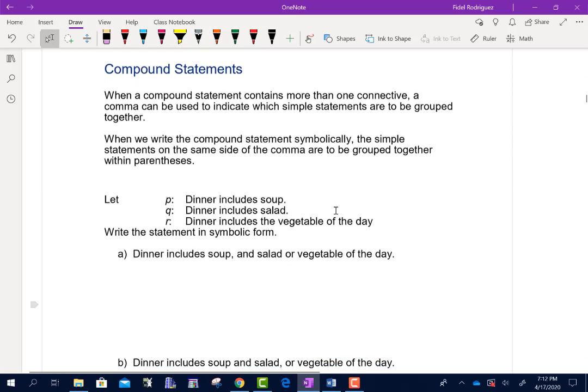All right. So the next part I have here, guys, out of 3.1, talks about these things called compound statements, okay? Compound statements are going to have more than one connective. That means they're going to have an and and an or, maybe two ands or two ors, something like that. All right. It says right here that a comma can be used to indicate which statements are grouped together. When we write the compound statement symbolically, the simple statements on the same side of the comma are to be grouped together within parentheses. Okay.